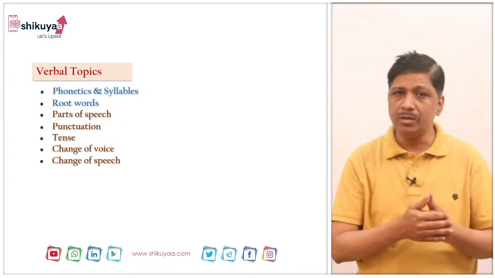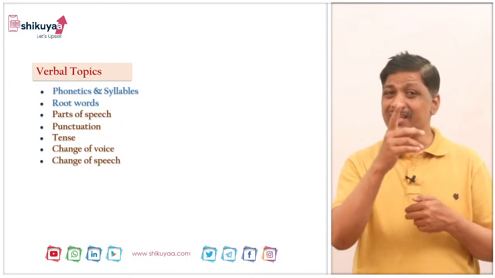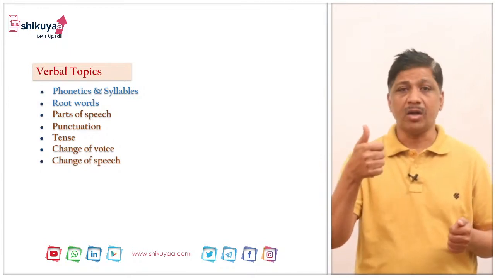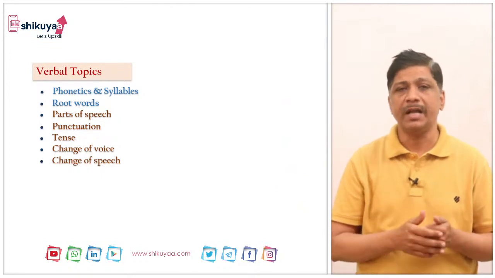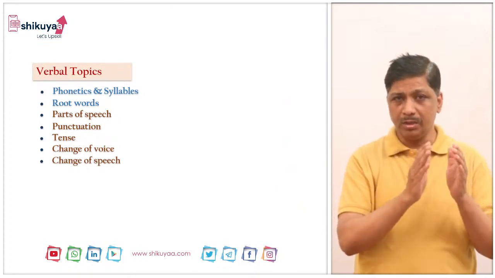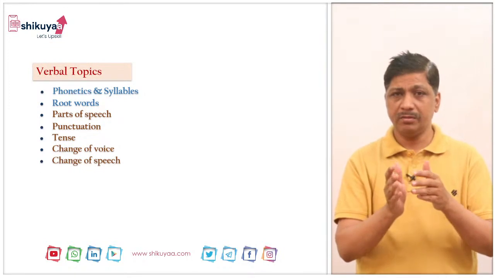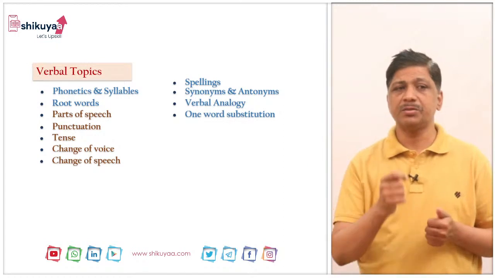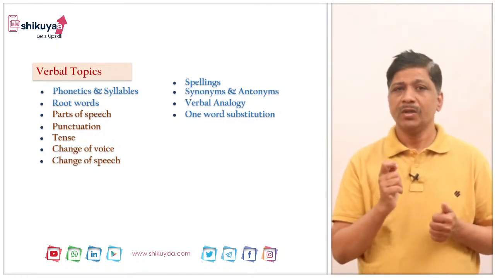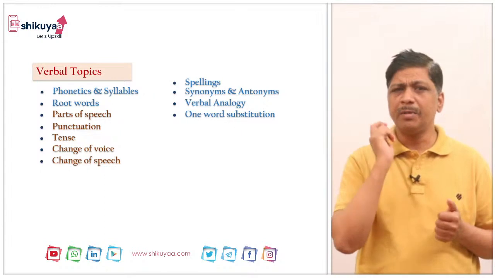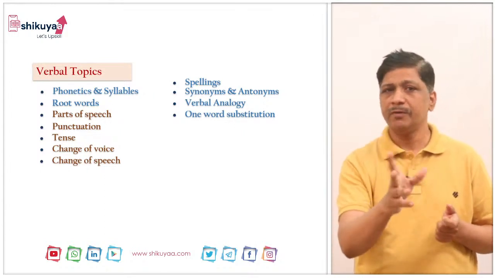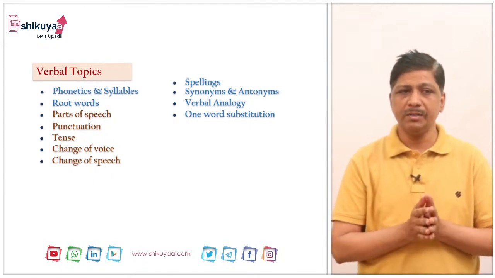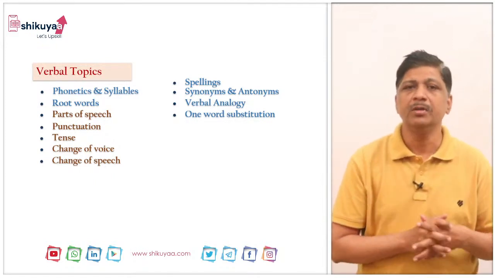Why should we learn root words? If we know root words, it's easy for us to understand the words, their meanings, that is synonyms, and their opposite meanings, that is antonyms. So you want to learn synonyms, antonyms, the best method is learning root words. You want to learn spellings, the best method is to learn syllables. You want to appear for verbal analogy. Now this is one type of question which comes in aptitude. You want to know about verbal analogy, you need to have a good knowledge about root words.